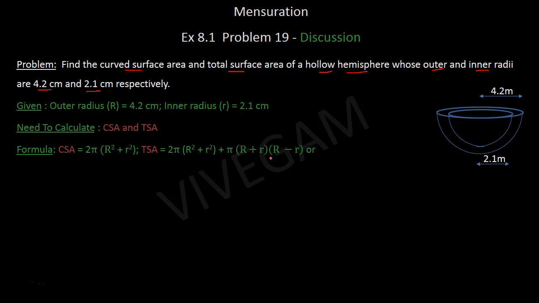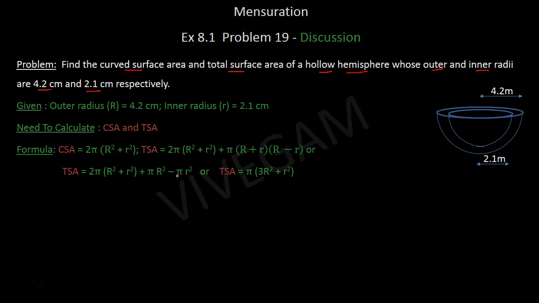So we'll list out all the other formulas. TSA is 2 pi R square, that is the CSA, plus pi R square, that is the area of the outer ring, minus pi small r square, the area of the inner ring. So that will give you the area of the concentric circle. Okay, so this area they will give you. So that is pi R square minus pi small r square.